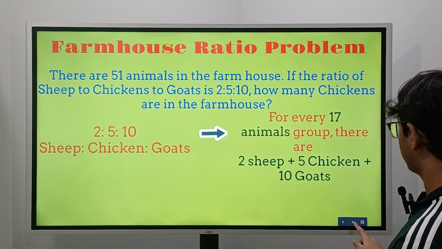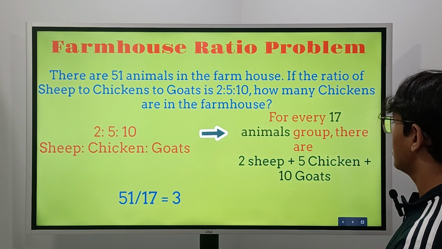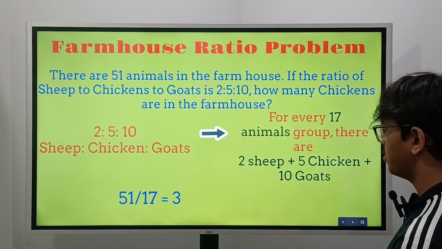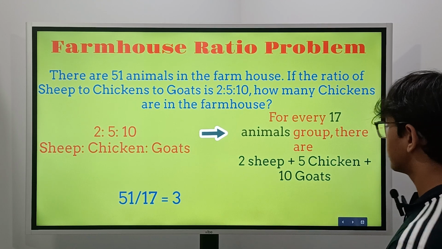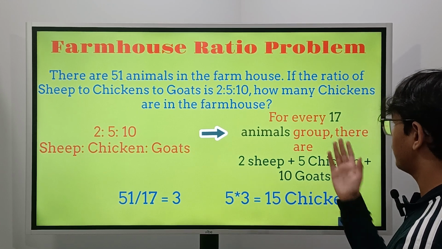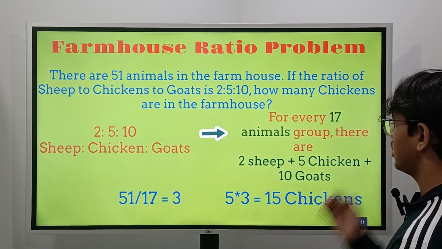And what can we do with this information? We know that there are 51 total animals in the farmhouse, and for every 17 animal group there are this number of animals. So all we have to do is 51 divided by 17, which gives us 3. So what can we do with this? To find the total amount of chickens, we just do 5 times 3, which gives us 15 chickens.